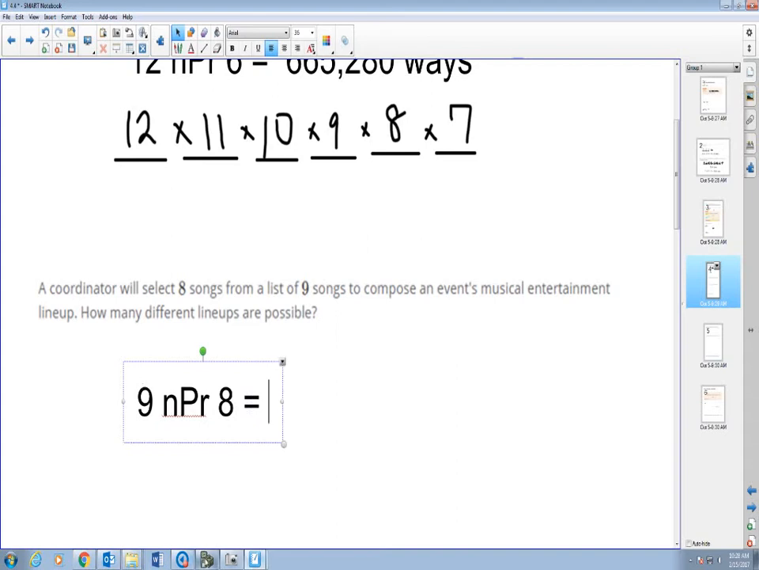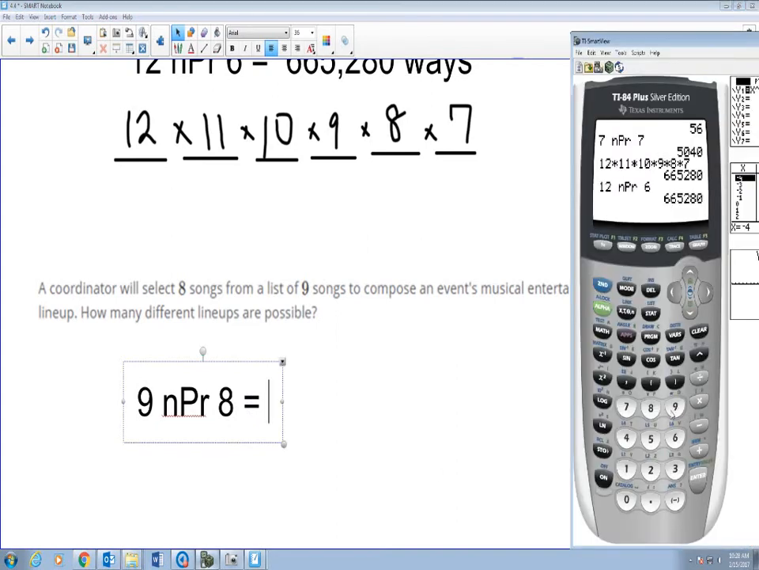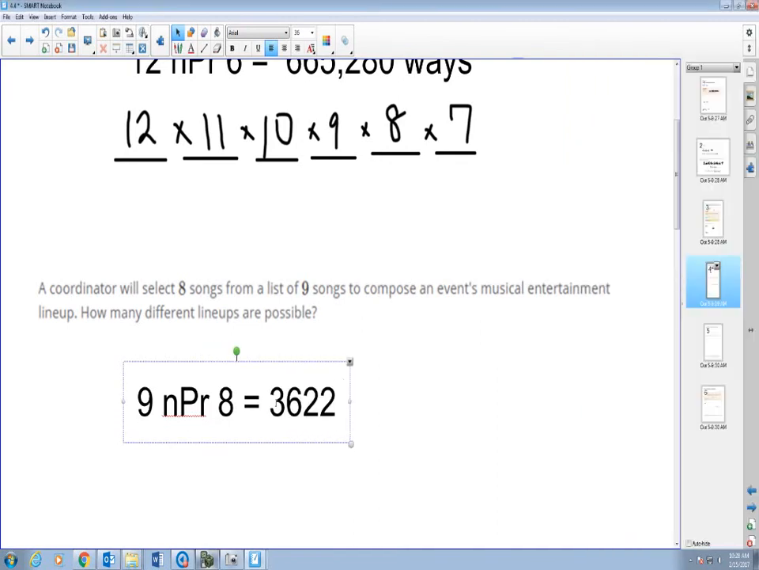So 9 choosing 8 using permutation. That will be that many ways: 362,880 different ways we can have this lineup.